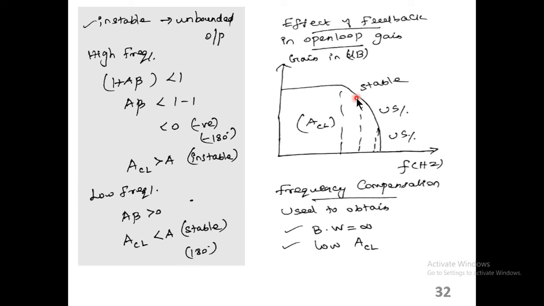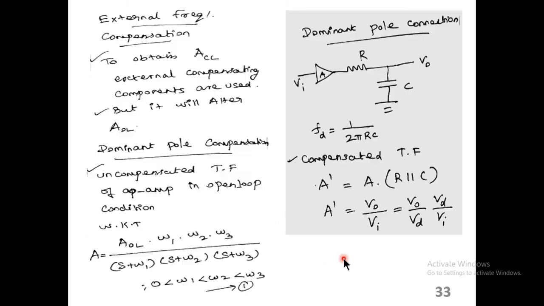This is the characteristic, the effect of feedback on open loop gain. Frequency compensation is used to obtain bandwidth equal to infinite and a low closed loop gain. External frequency compensation is used to obtain the closed loop gain with external compensating components, but it will alter the open loop gain. Under that, the first one is dominant pole compensation.